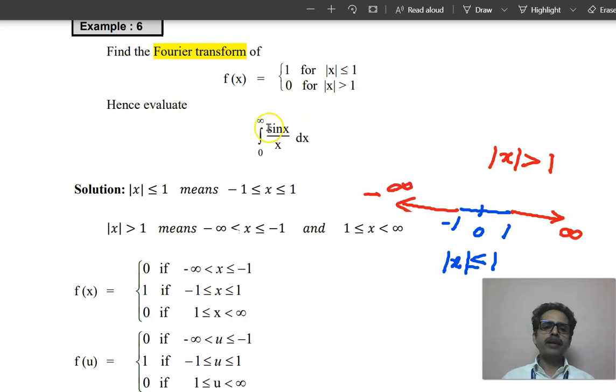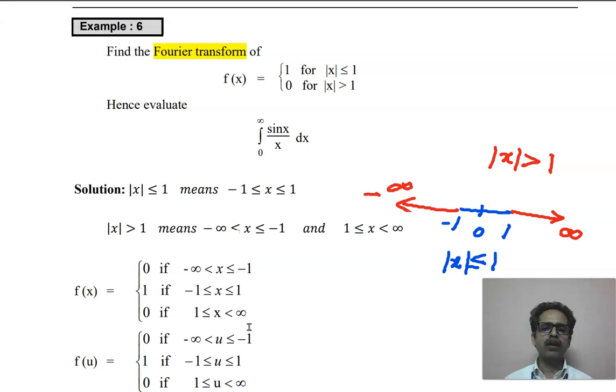Now we can write this function f of x again. The function f of x now has three intervals. The first interval is from minus infinity to minus 1. The second interval is from minus 1 to, sorry, minus 1 to plus 1. And finally, the third interval is from 1 to infinity, that is 1 less than or equal to x, strictly less than infinity. In the first interval the value is 0, in the second interval the value is 1, and in the third interval the value is 0. This is for the function f of x.